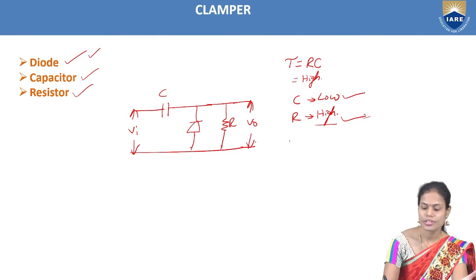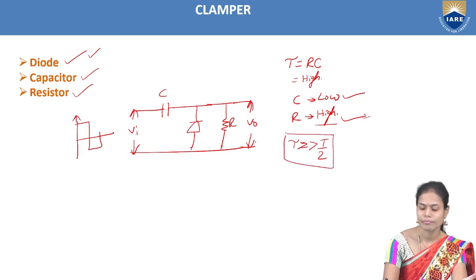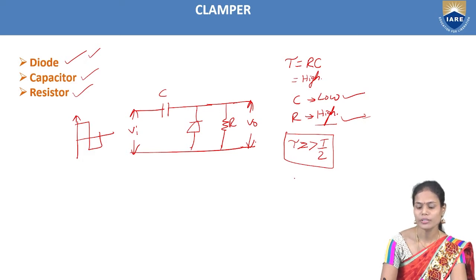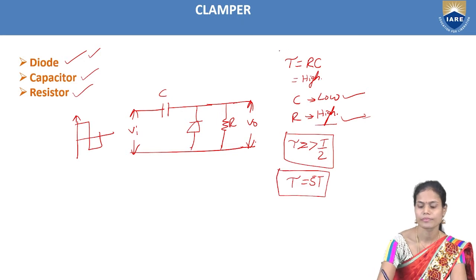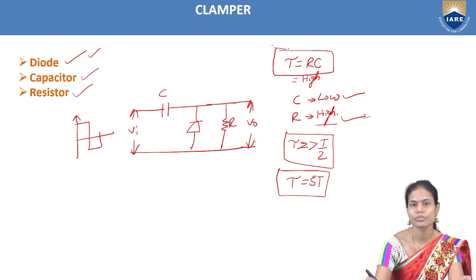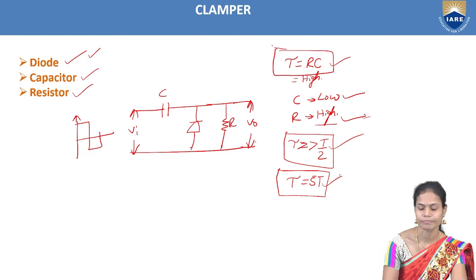And one more consideration: this tau value should be greater than half of the time period of the input signal we are providing for the clamper circuit. And the discharging time of the capacitor should always be after 5 time periods of the input signal. So these are the 3 assumptions we are going to use for all the analysis of clampers here. Tau equal to RC, and tau should be greater than half of the time period of the input signal, and the capacitor should discharge after 5 time periods of the input signal.